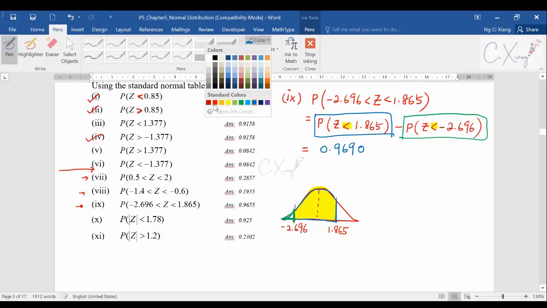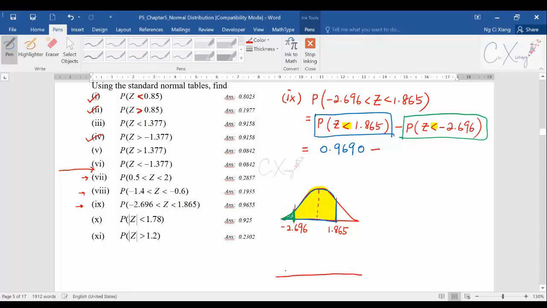Okay, then you put minus again. So what is the area for Z smaller than negative 2.696? Just like I told you, for negative 2.696, you cannot find it from the table. So you have to imagine this green color area. It is the same as what area? Okay, so you can imagine it like this.